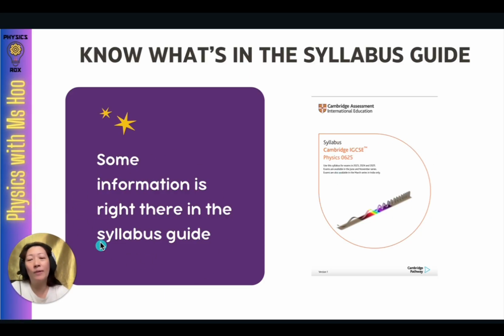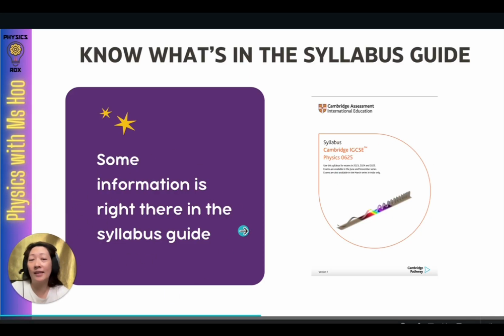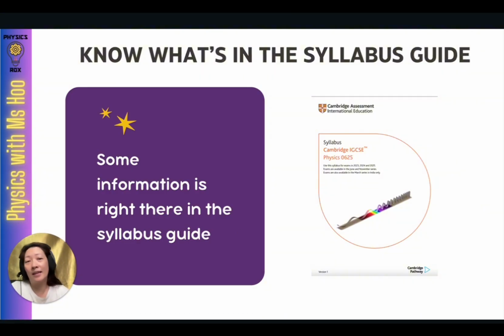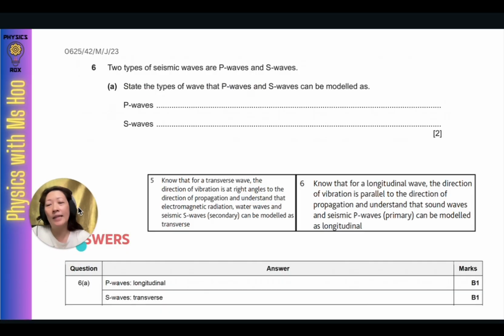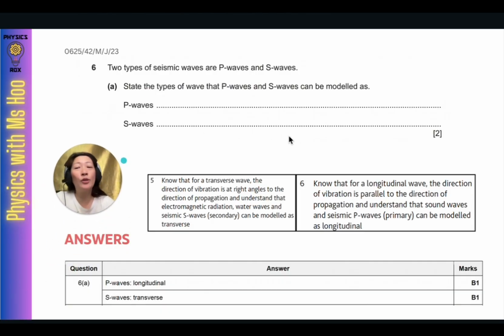So, what do I mean when I say that some information is right there in the syllabus guide? Let's take a look at some examples from past year questions. So this is an extract from the summer 2023 paper variant 2. Two types of seismic waves are P waves and S waves. A. State the types of wave that P waves and S waves can be modeled as.